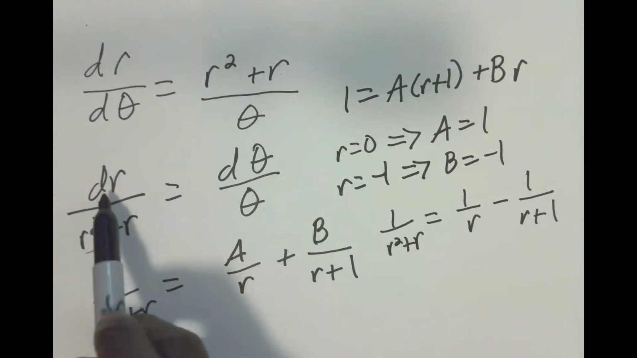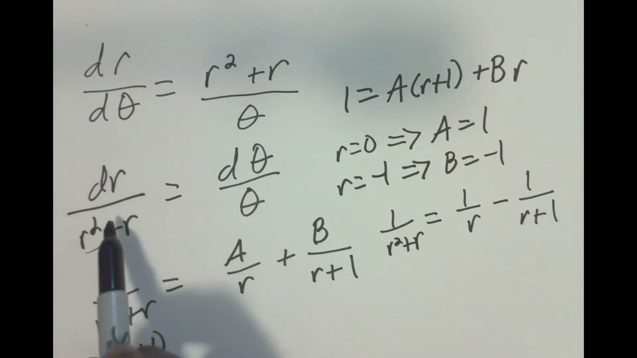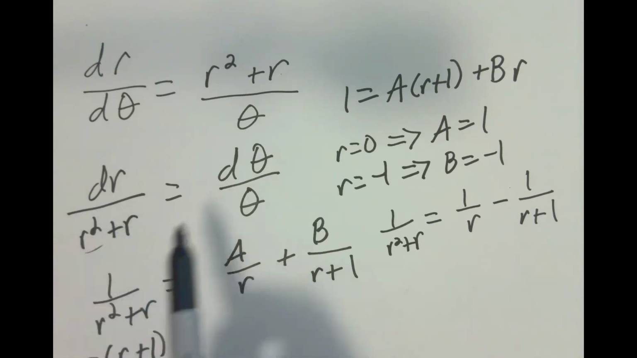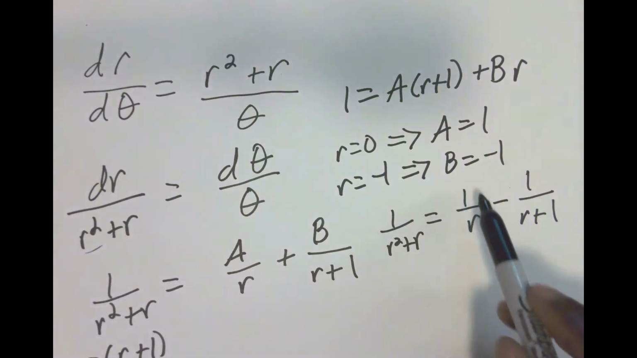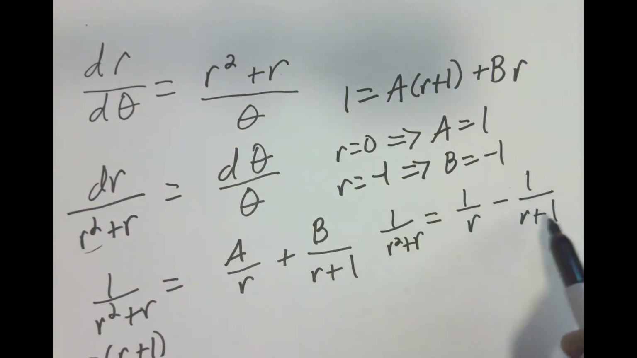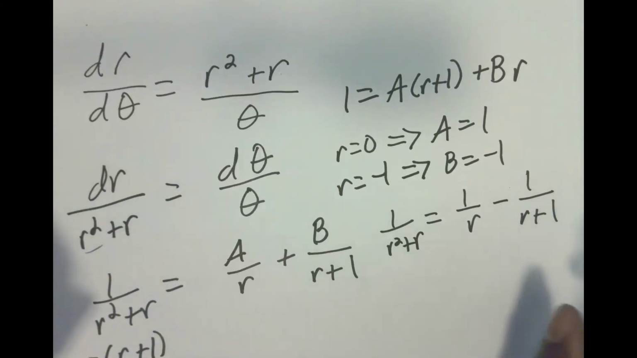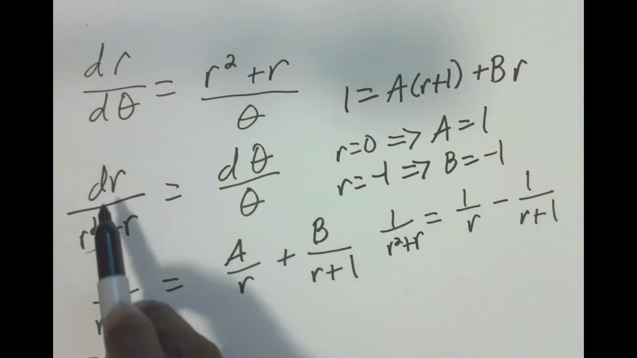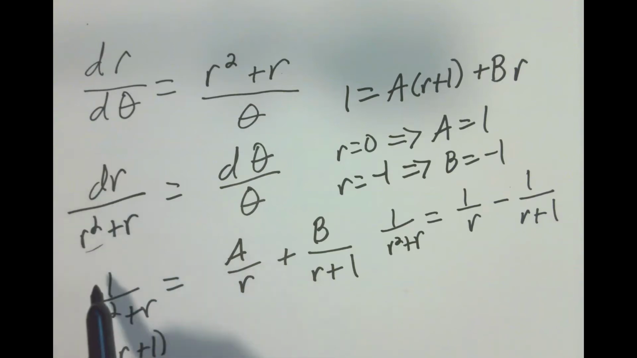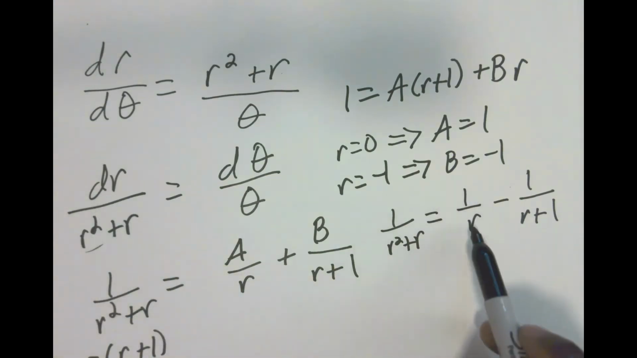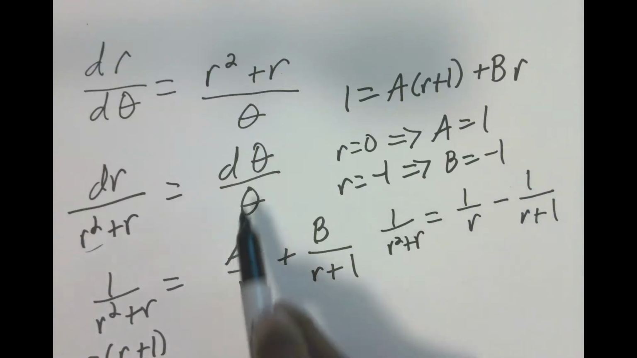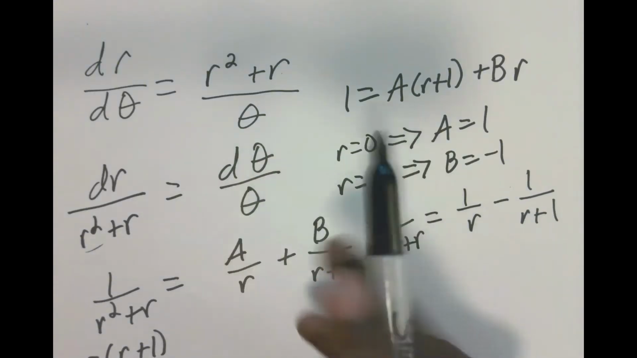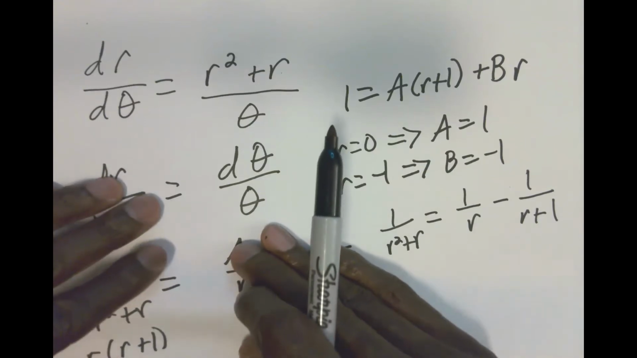So, looking at this integration, dr over r squared plus r seems pretty difficult, but if I rewrite this as an equivalent expression, the integral of dr over r minus dr over r plus 1, I can easily integrate. So let me transfer that to a new page. I'm going to rewrite this integral dr over r squared plus r as dr over r minus dr over r plus 1, and that's going to equal d theta over theta. And I'm going to integrate all that.